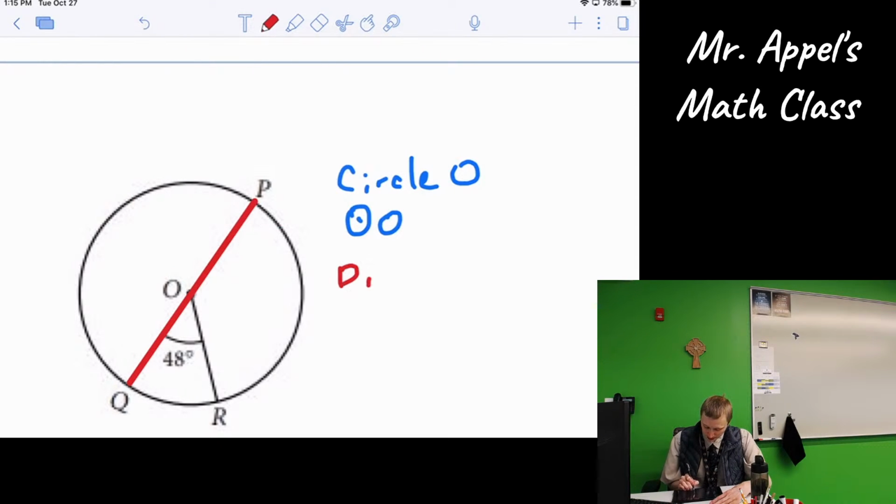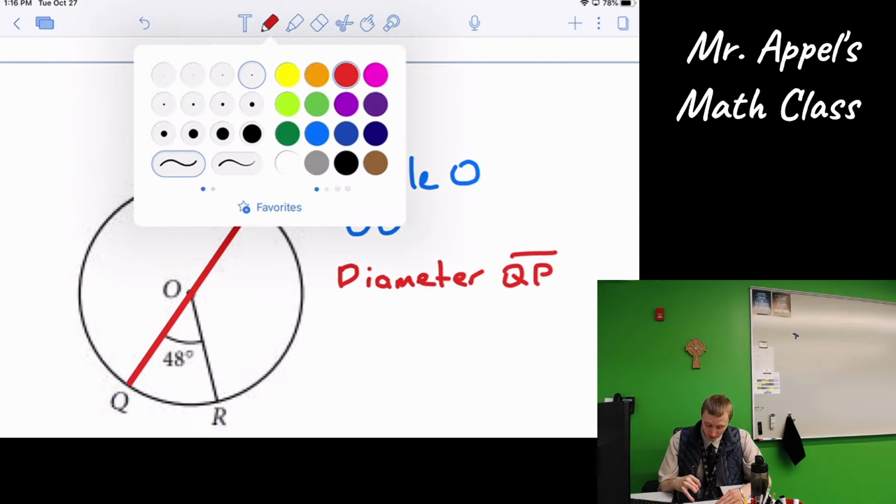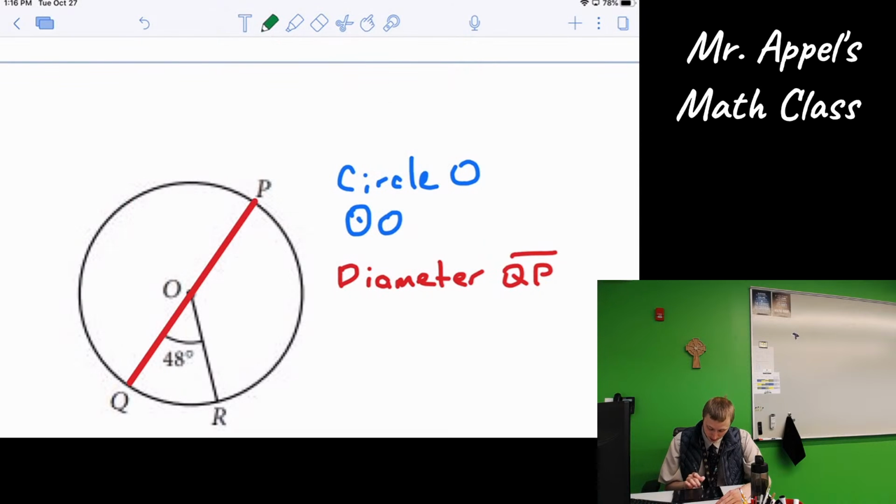QP is the diameter of the circle. It is a segment that stretches all the way across from one side of the circle to the other. Similarly, we could talk about the radius, right? Another very important part of the circle.